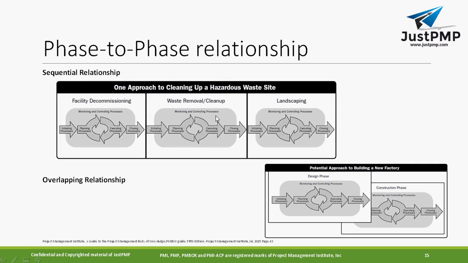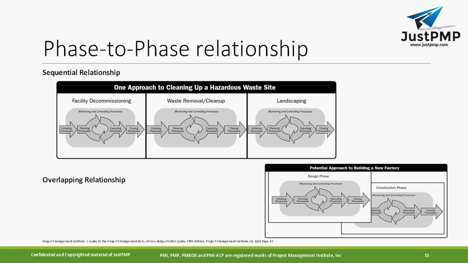After the facility decommissioning is done, you have to remove all that waste. In that case you have the cleanup process, so this can become another project. And then you have landscaping, so again it can be one project. So this is called a sequential relationship. If you want to execute one big project, you can divide it into small projects, and one project executes, then after the second project can start, then after the third one can start. So project one, project two, project three. This is called a sequential relationship.